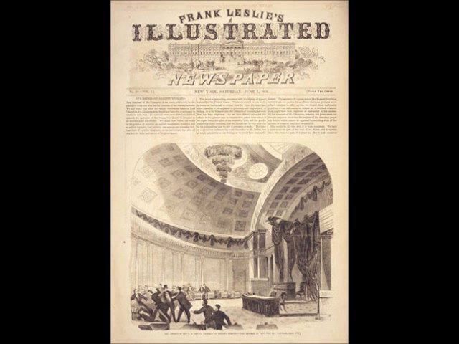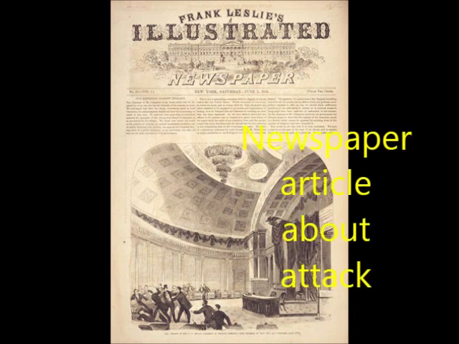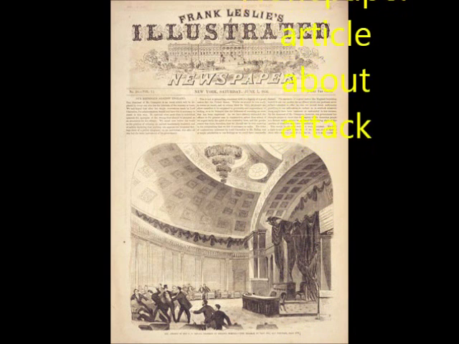The beating of Senator Sumner generated much publicity. In the North, many people were shocked at this incident and became convinced that violence was the only way that Southerners could respond to any issue.